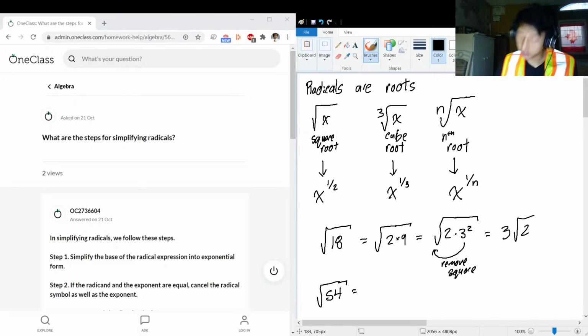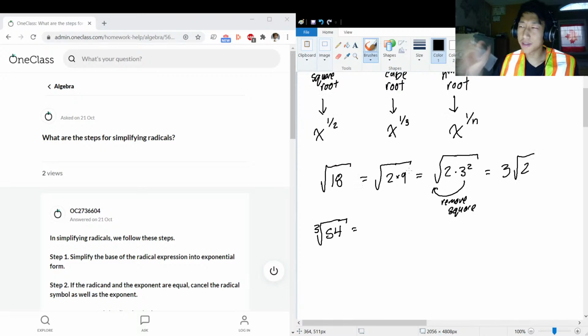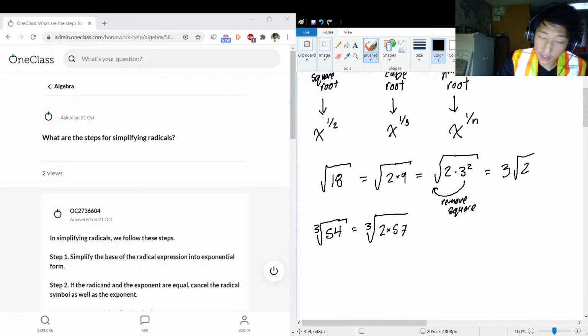According to my calculations, 54 is, let's say, the cube root. 54 divided by 2 times 27. That's 54. Yep, sounds about right. So the cube root of 2 times 27. Nope, not 57. 27.